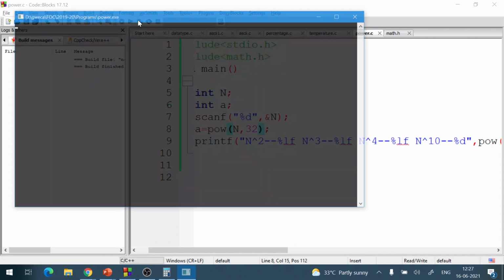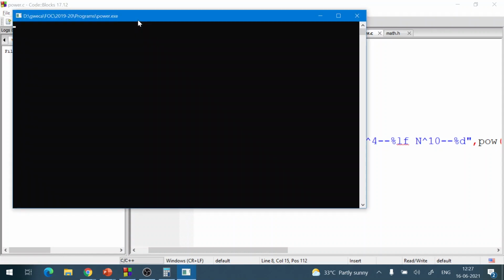So if I do this, you can see the range of integers that can be used in GCC is this. How many of these are there? This is something like 21 crore 47 lakh. No, it is 214 crore 74 lakh and 83 thousand something.